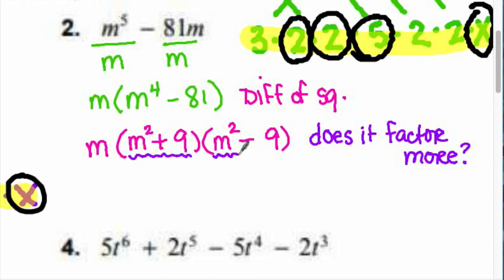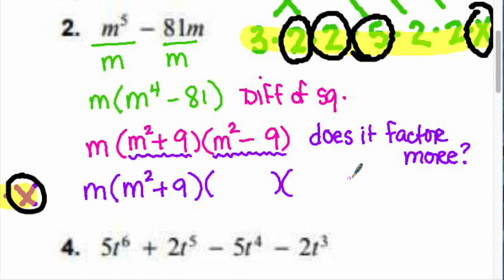But then let's take a look at this guy. m squared minus 9. Is it a sum of cubes, difference of cubes, difference of squares, or none of the above? Well, because it's a difference, it would either be a difference of squares or a difference of cubes. So are these perfect squares? Are these perfect cubes? This is a perfect square, and this is a perfect square. So we bring our m straight down. We bring our m squared plus 9 straight down because it will not factor further. And then we have this guy, which is another difference of squares. So this is difference of squares again.